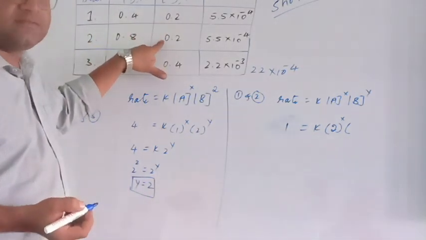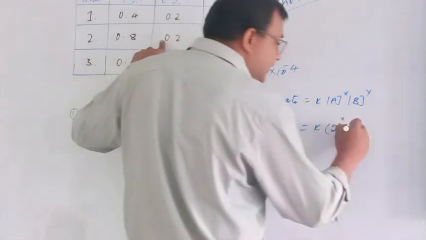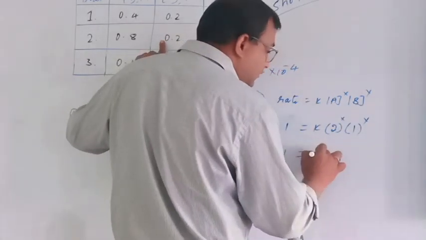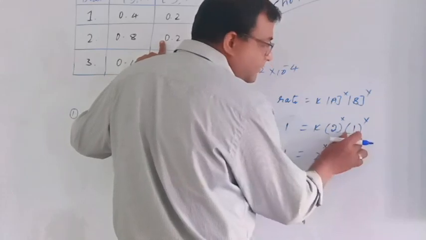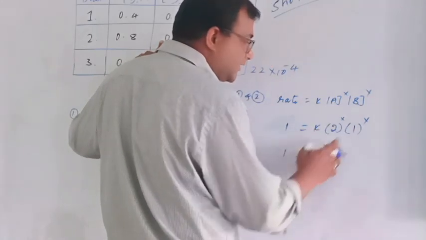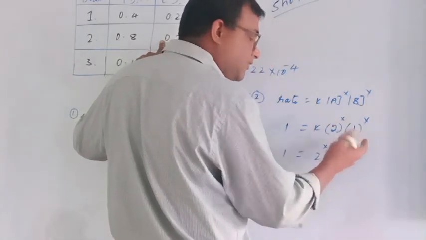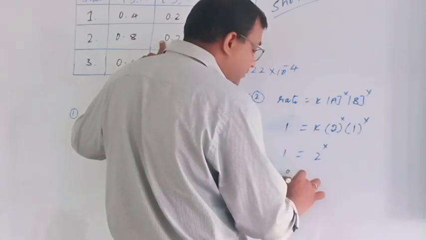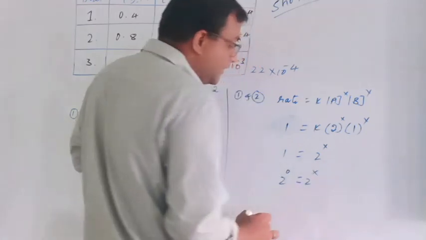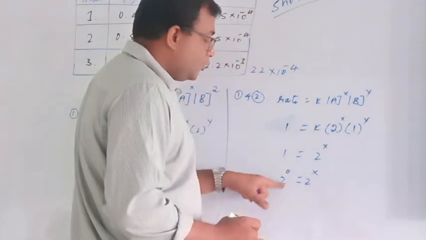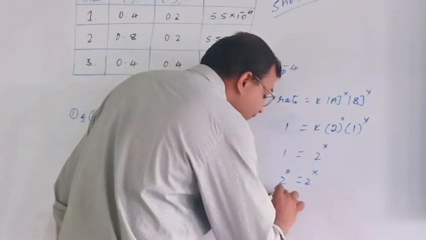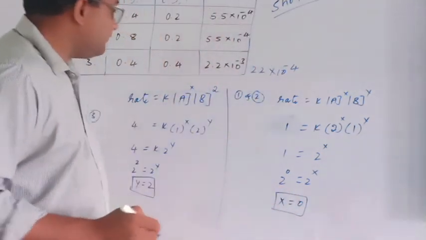Nothing has increased, same constant number, so we will write 1 power y. So 1 is equal to 2 power x, because 1 is constant, k is also constant, and 1 power something is always equal to 1. Then I can write 2 power 0 is equal to 2 power x. Then the bases are same, 2 power 0 is always equal to 1, so x is equal to 0. So this is the shortcut method we will be able to solve.